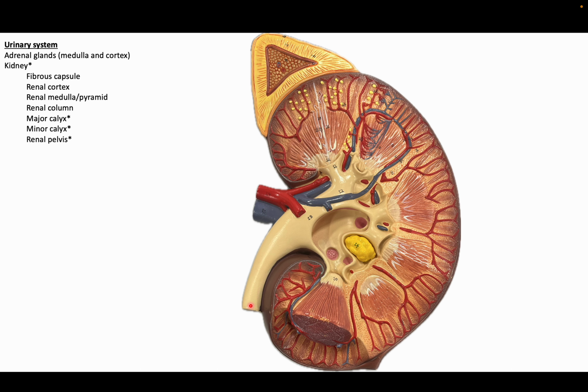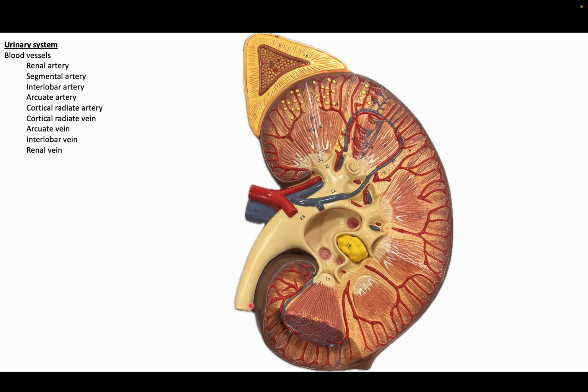But we're not done with the kidney model itself. We need to take a look at the blood vessels that are in the kidney. So going back to the blood vessels, we have the renal artery and the renal veins. The renal artery takes blood to the kidney, and the renal veins take deoxygenated blood away. Now, the renal artery is going to divide up into the segmental artery. And the segmental artery will then, you can see, branch out into the renal column.